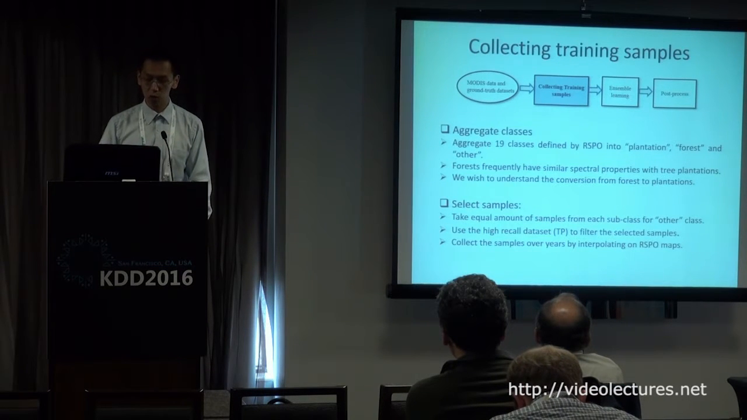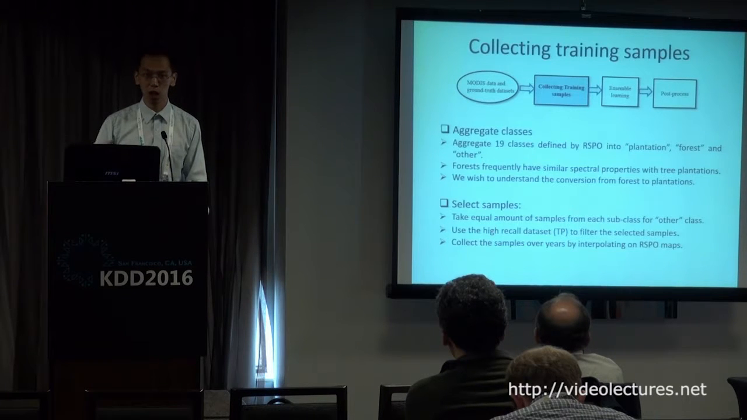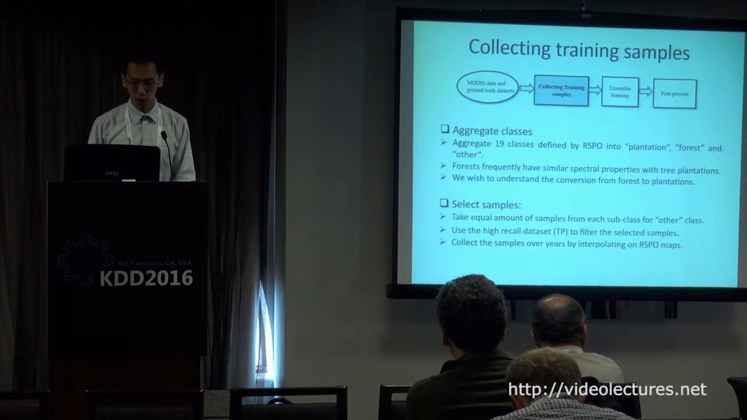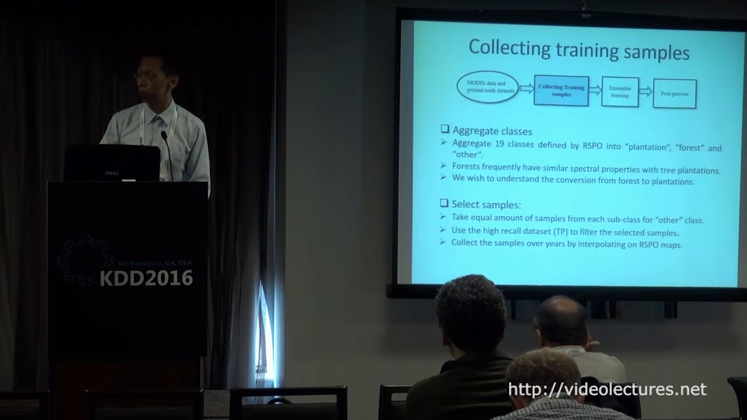We also use the high recall dataset, that is the tree plantation dataset, to filter the selected samples. Because tree plantation has high recall, any plantation samples falling outside the tree plantation dataset are highly likely to be false positives. And finally, we collect samples from different years by interpolating the RSPO dataset on 3 different years.